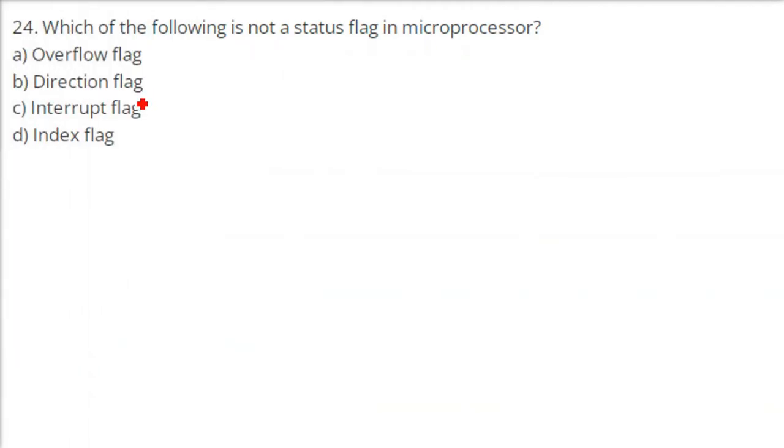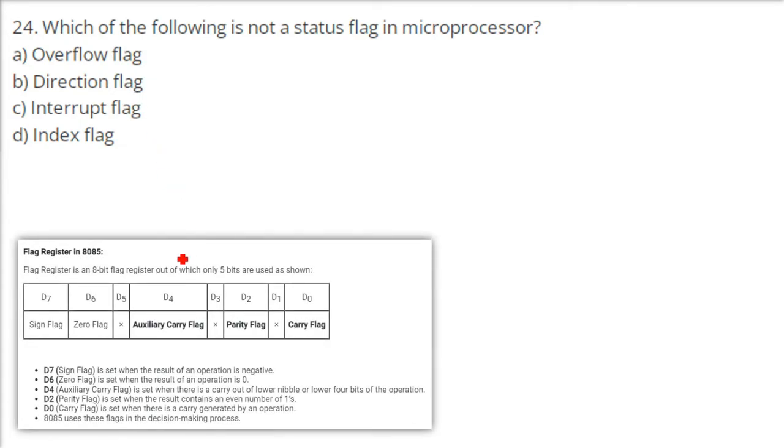Which of the following is not a status flag in microprocessor? In microprocessor, we have different flags. Sometimes ALU operation is happening. Then what is the result? Whether it is 0, whether carry is there, whether the sign has changed or sign is positive or negative. So these are different flags in an 8-bit flag register which only uses 5 bits.